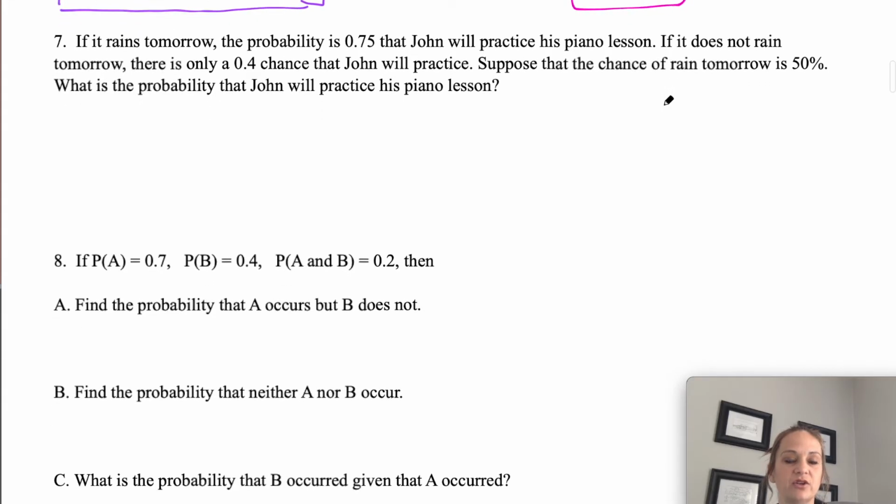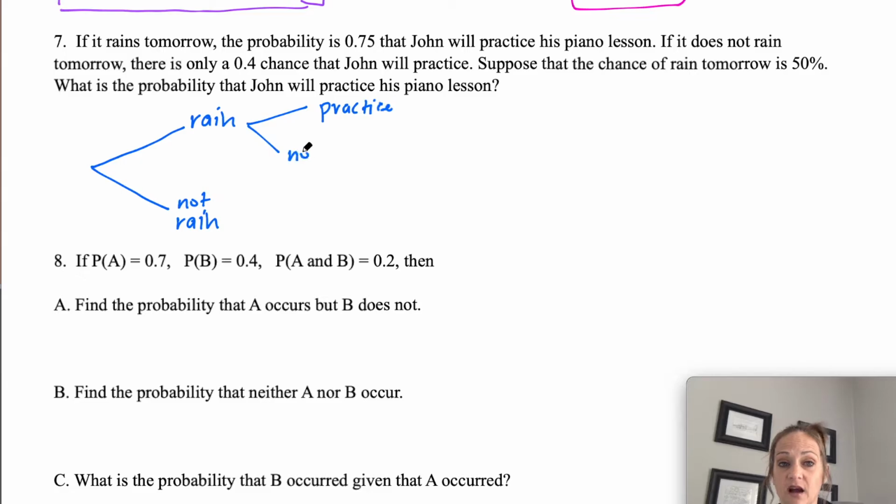Next, you are actually going to use a tree diagram in this case. If it rains tomorrow, the probability that John will practice the piano would be 75%. First, it is either going to rain or it is not going to rain. If it's going to rain, he may practice or he may not practice. But if it doesn't rain, he still has a chance of practicing or not practicing.